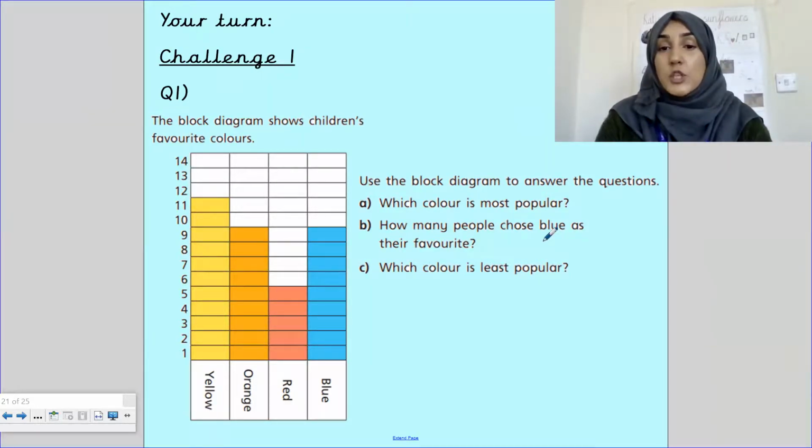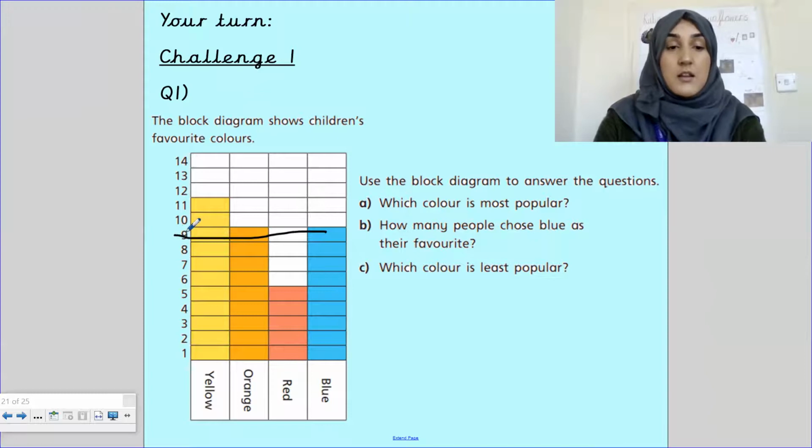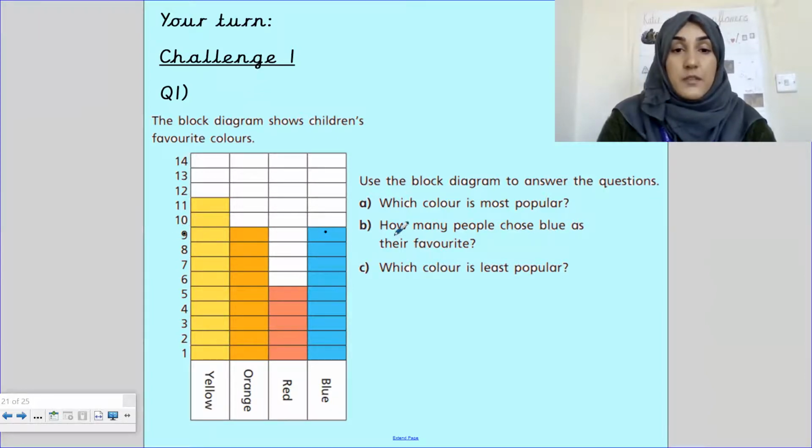How many people chose blue as their favourite? So find blue and then look across. So now you have to look at blue and then you have to stop here and you have to put your finger all the way across. What number is this? 9. So 9 people chose blue as their favourite colour.